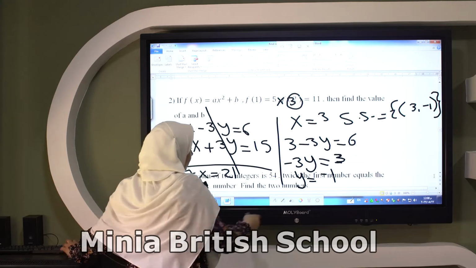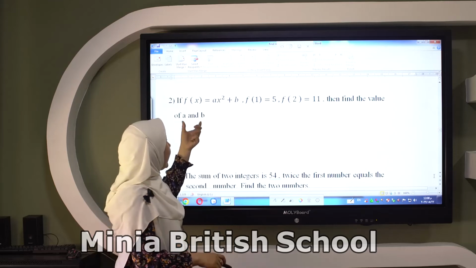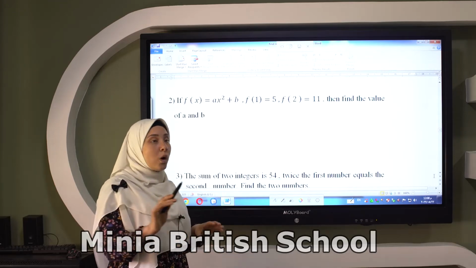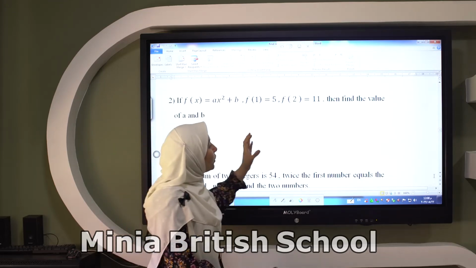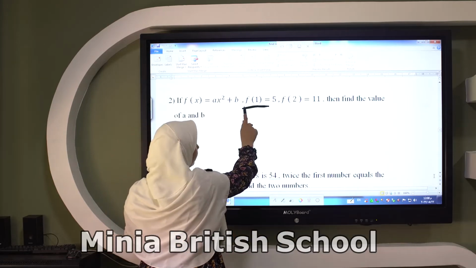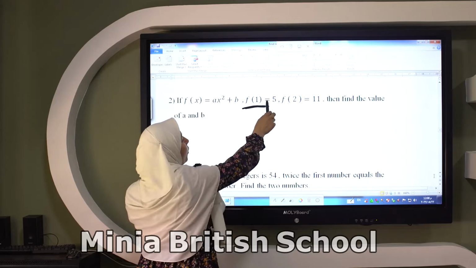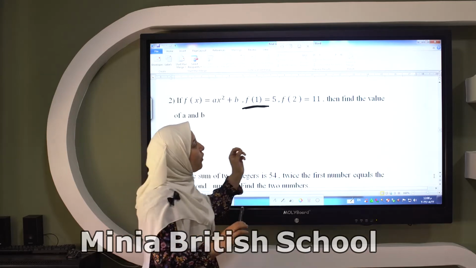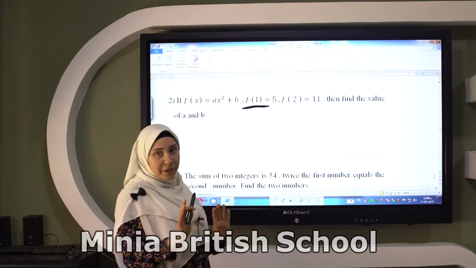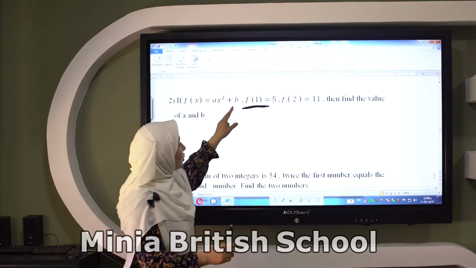Number 2. The same idea here, but if f(x) equals ax squared plus b, f(1) equals 5, f(2) equals 11. What is the meaning of that? I mean, if we substitute by 1 in this equation, then y equals 5, and I need to find the values of a and b. Only substitute by the two values.